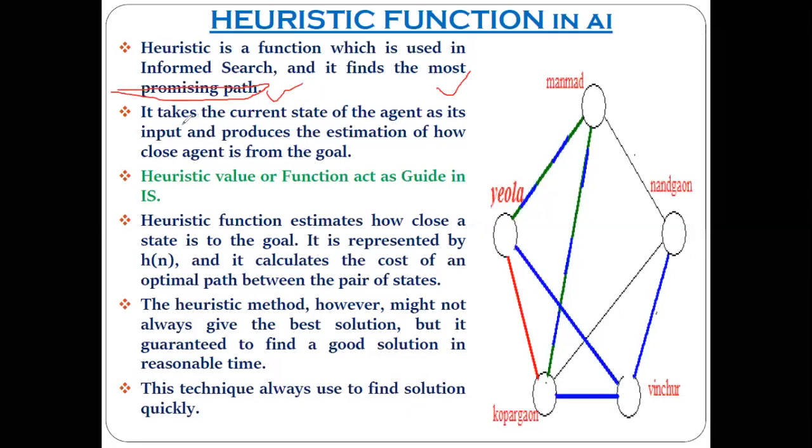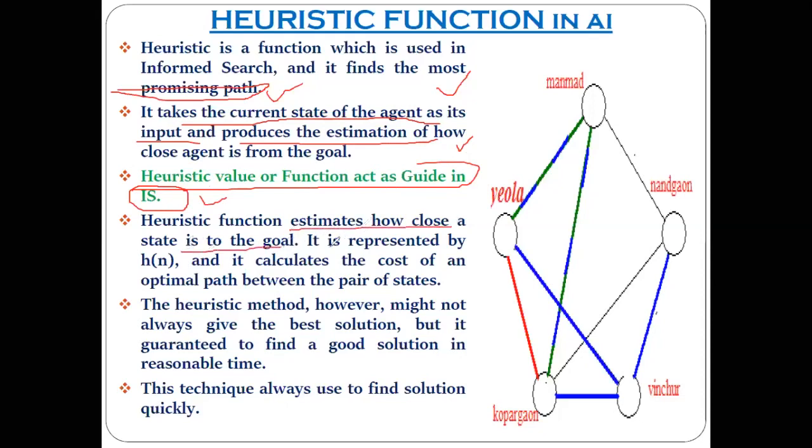So the AI agent takes the current state as input, and it produces some estimation, some value. From that value, it can be determined how it can reach the goal node. So the heuristic value or function acts as a guide in informed search techniques. That is the point I want to make clear here. Various kinds of estimation can be done, like estimation of how close the state is to the goal node, or how close the AI agent is to the goal node.